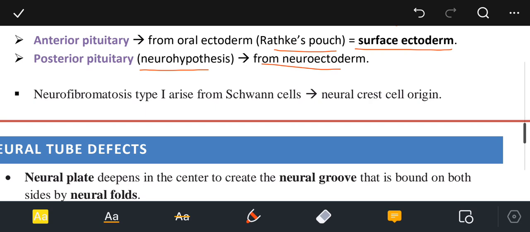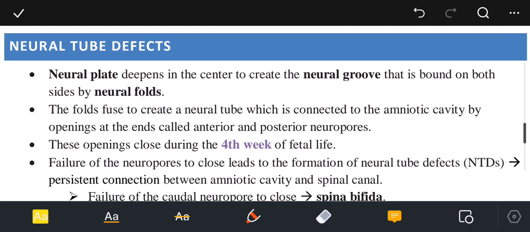Then neurofibromatosis type 1 arises from the Schwann cells, that is the neural crest origin cells. The neurofibromatosis type 1 is coming from the Schwann cells, and they are neural crest in origin. Okay, so they are coming from the neural crest cell as far as the origin is concerned. Then let's talk about the neural tube defects.